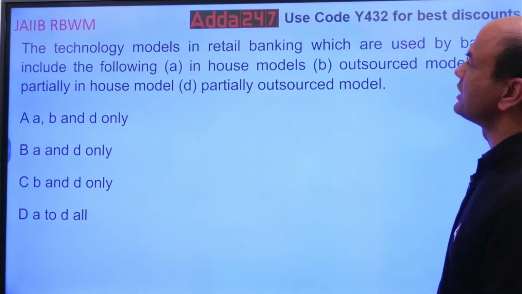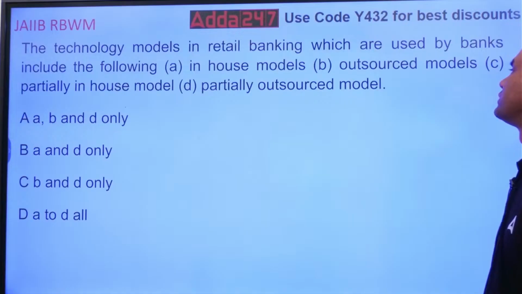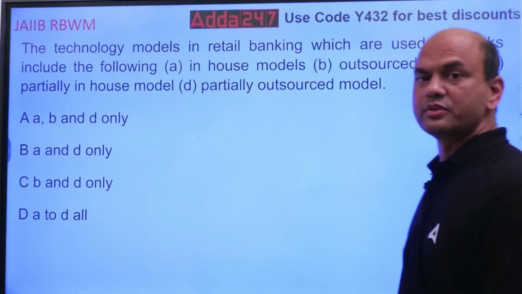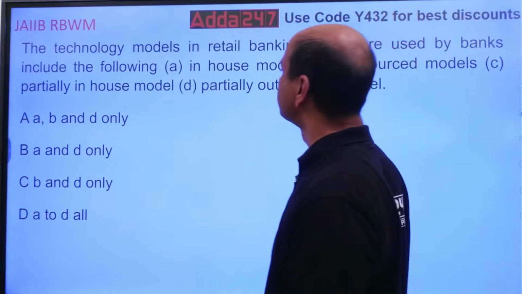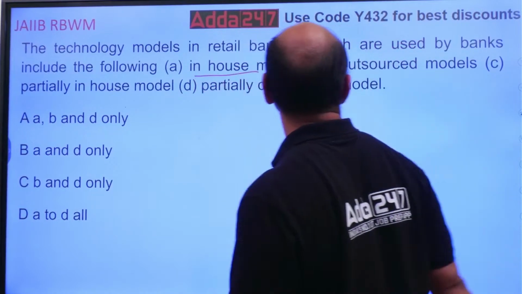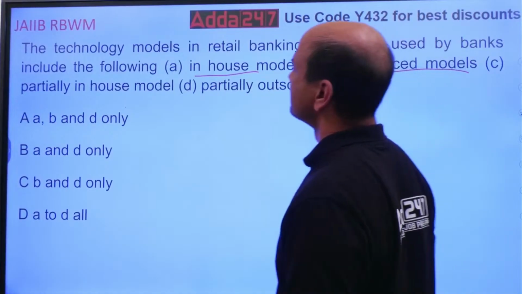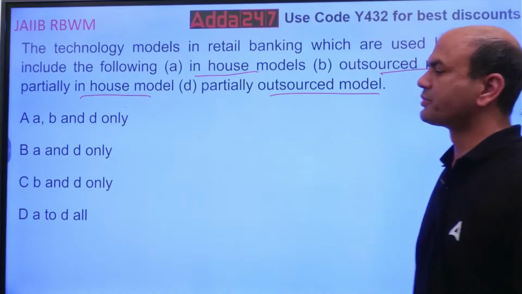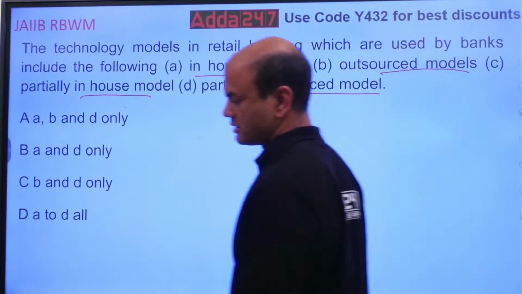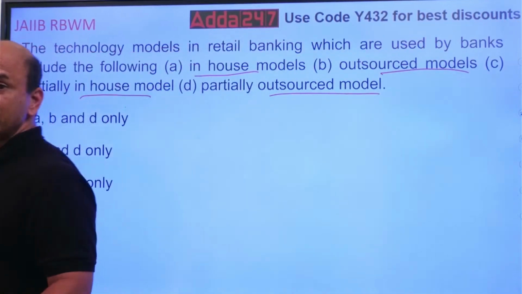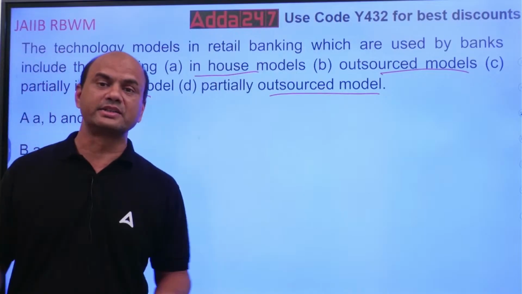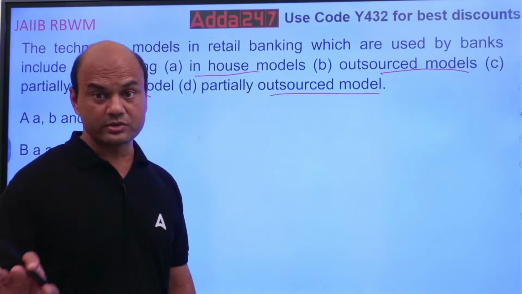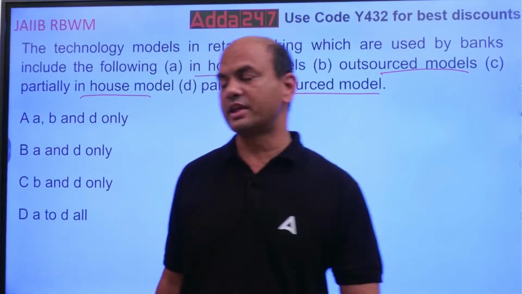The technology models in retail banking which are used by the banks include the following: in-house, outsourced, partially in-house and partially outsourced. So which models are used by the banks? And now I'll ask you an additional question. Which banks use which models? That is also the question. Now think, everyone.